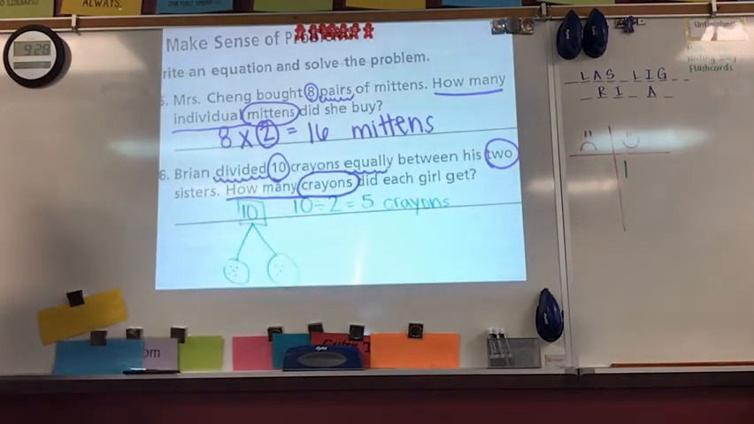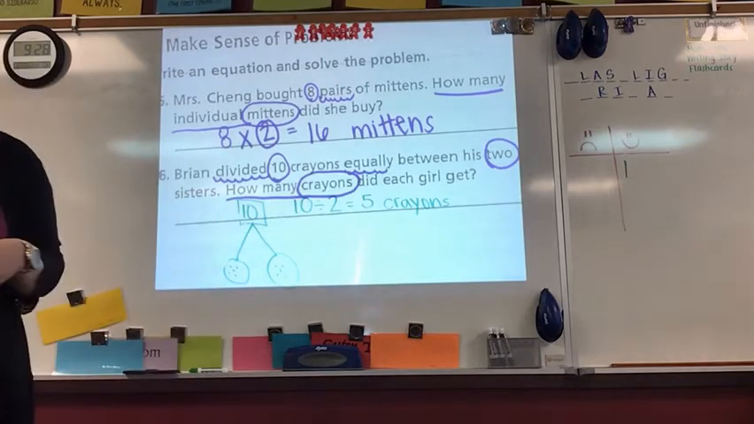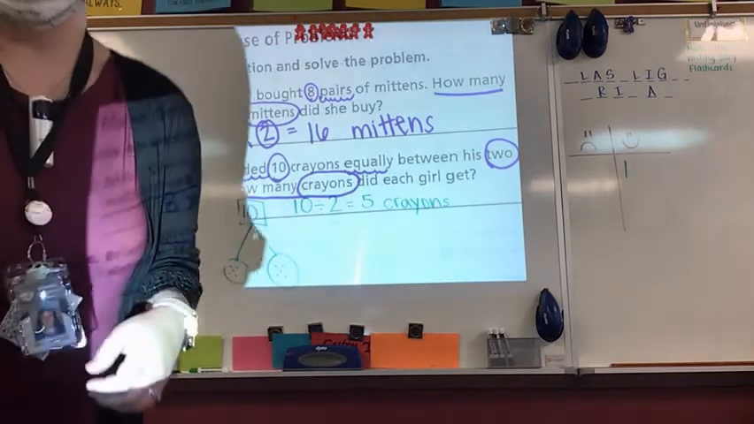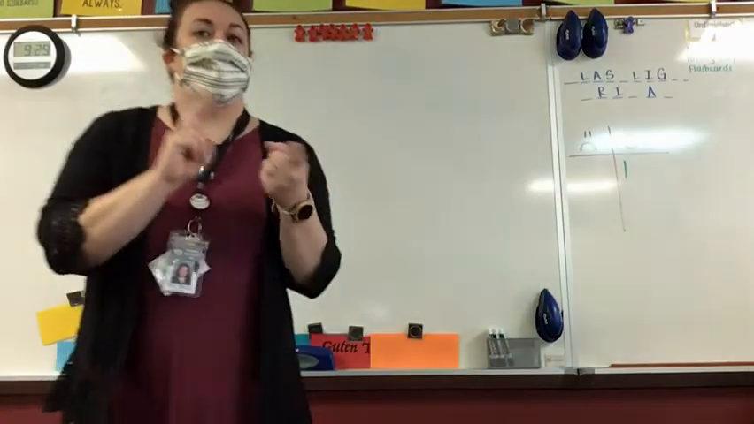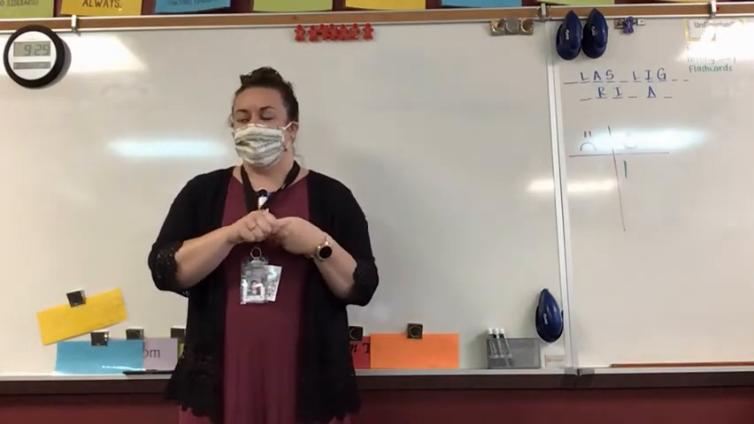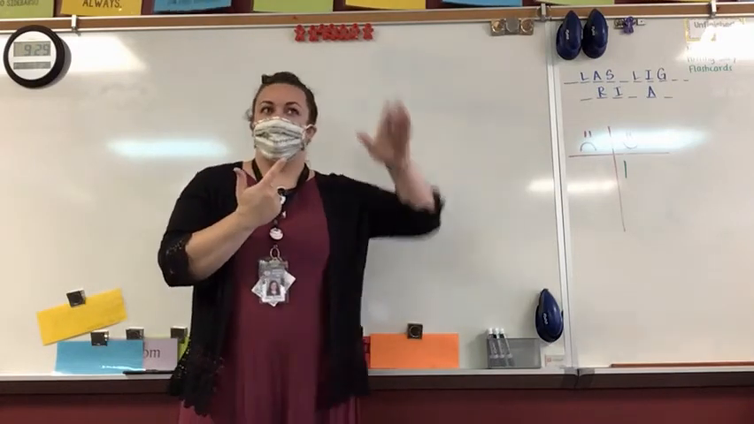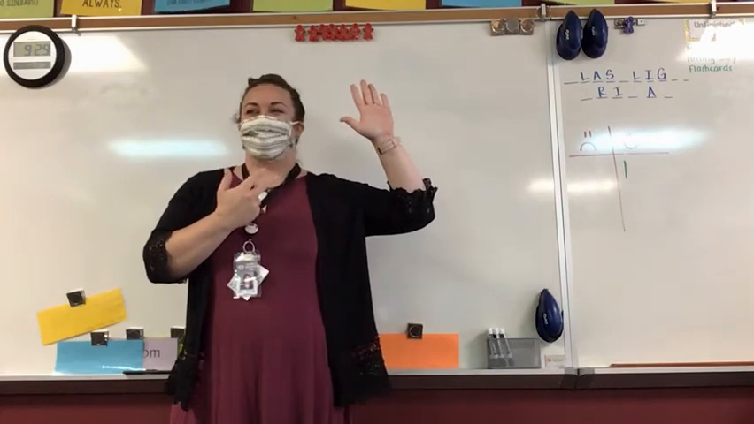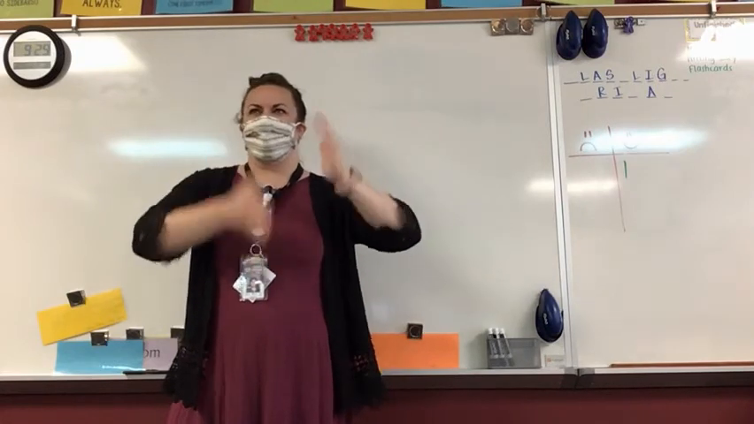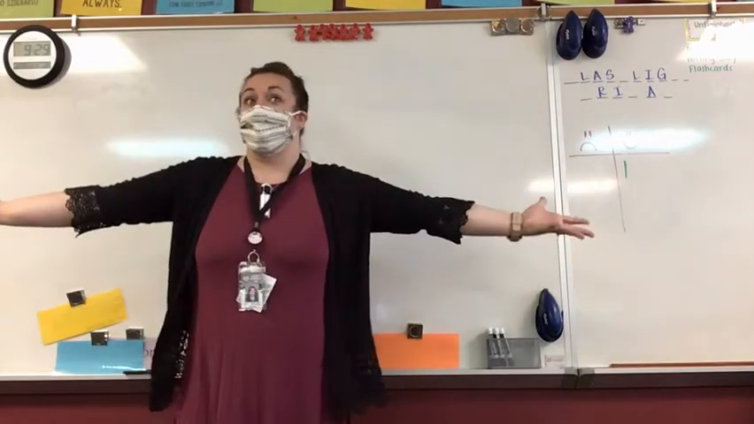10 divided by 2 equals 5 crayons. Bingo. Go ahead and pause that one. Well, we have learned 3 different types of drawings, and we've only done one today. So we know equal groups, we know equal shares. Who remembers the third type of drawing that we've learned how to do? When things are organized or arranged in certain ways, we can draw arrays.